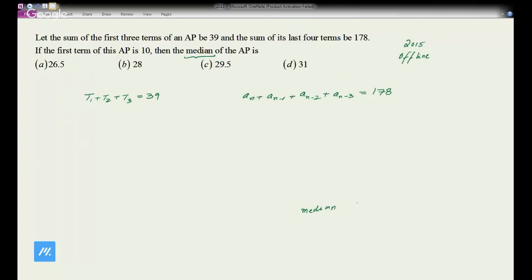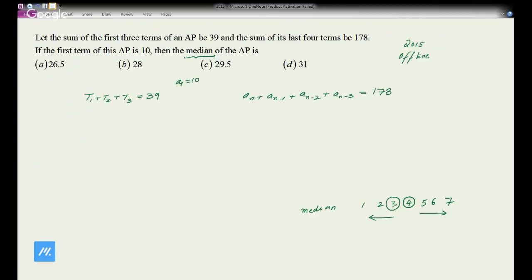So median is nothing but, if there are, let's say, 1, 2, 3, 4 and 5 terms, the third is the median. Okay, if there are 7 terms, that means 3 terms here, 3 terms to the right. That is how we are deciding.